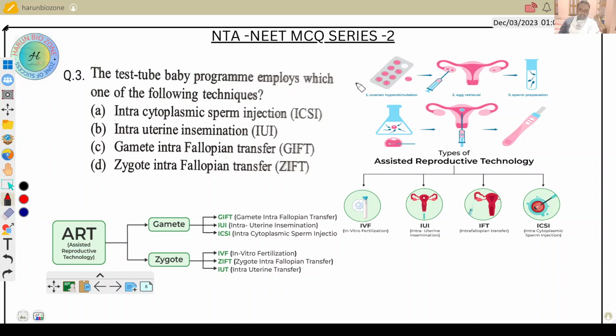Okay, here these eggs are collected through microinjection, and sperm is collected from the male body. Okay, then sperm and egg are fertilized in the laboratory outside of the ovary. Then the zygote is transferred into the uterus, either fallopian tube or uterus of the female body. Then the pregnancy occurs. Okay, so I think this question is solved. So here the right answer is zygote intrafallopian transfer. This is the right answer.